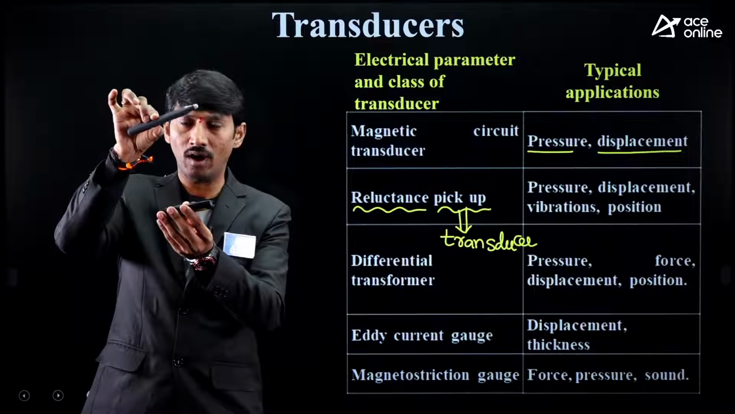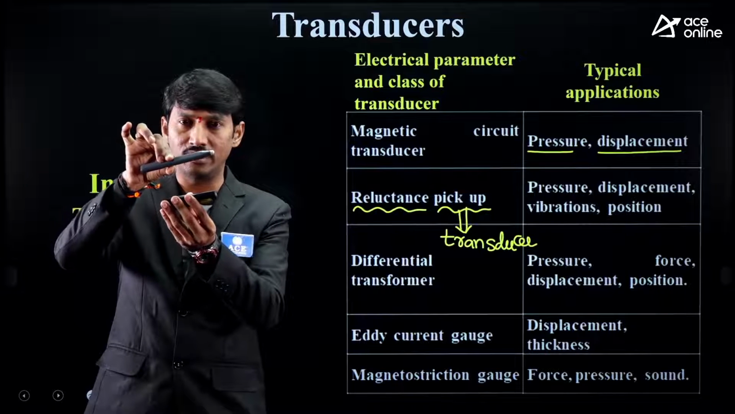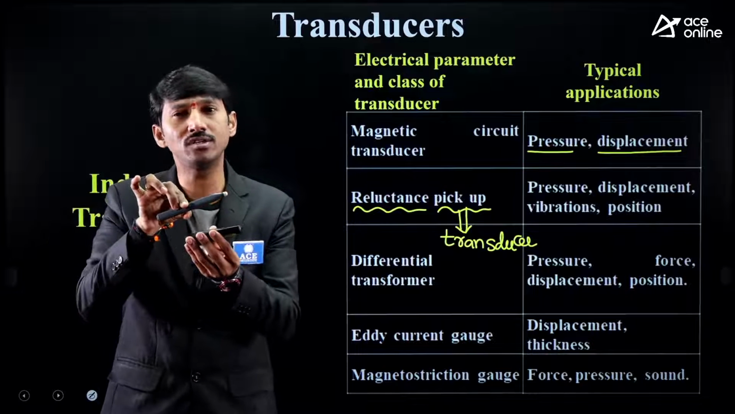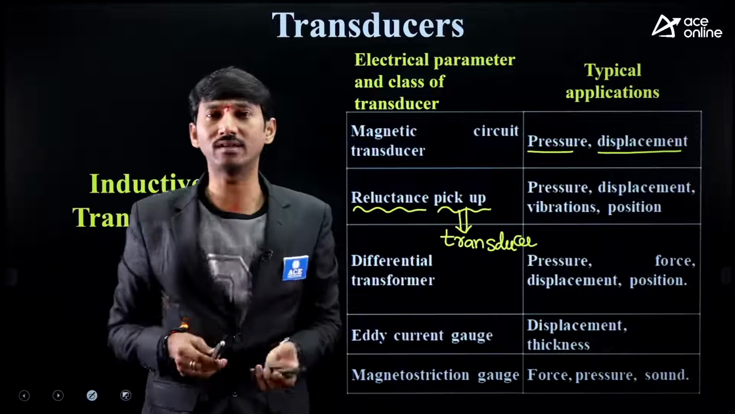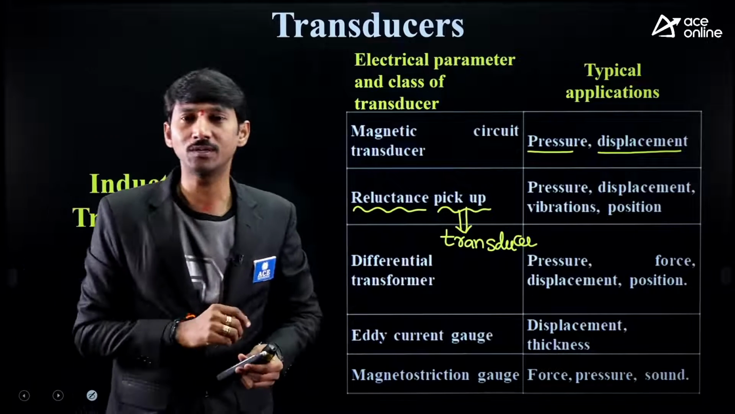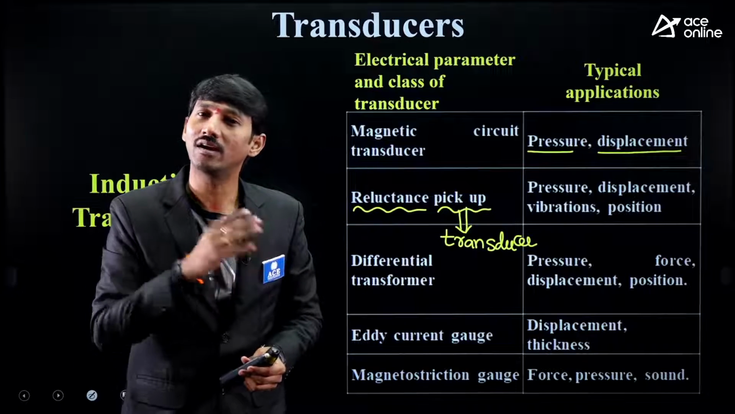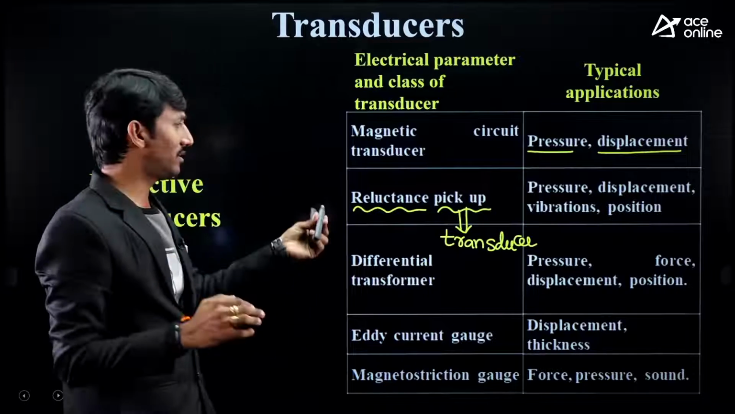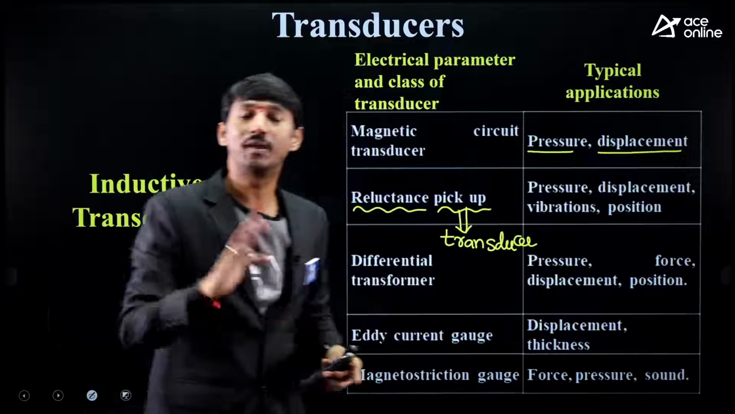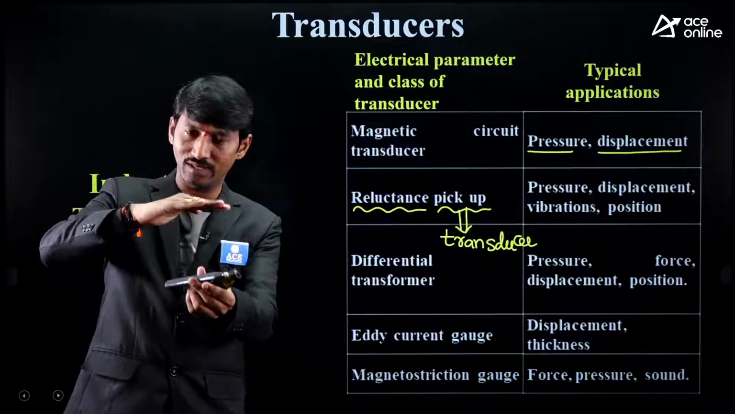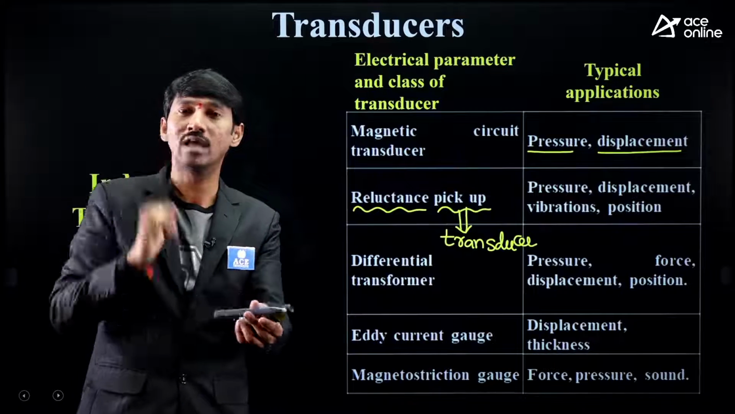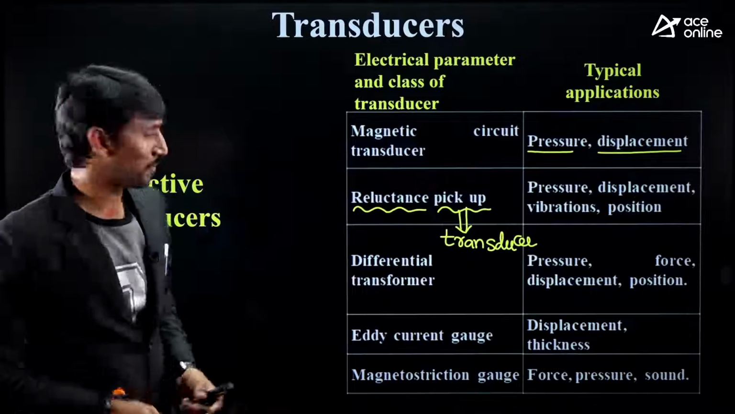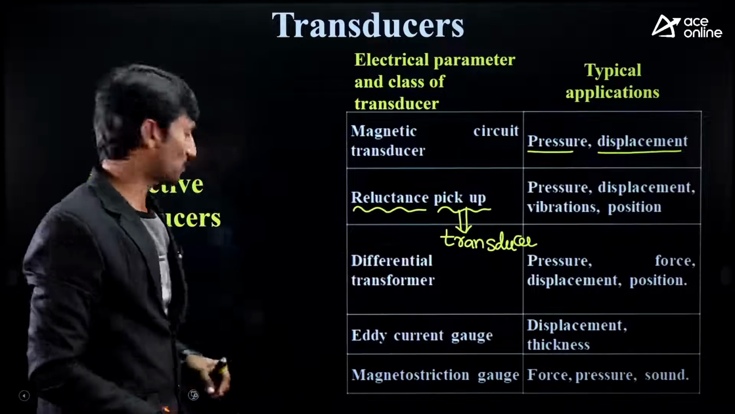Suppose if I keep on moving the iron piece near to this coil or away from this coil, reluctance is changing or not? Based on that reluctance, flux linking will be changing. Based on that flux linking, corresponding electrical output will be changing. Therefore, yes, with this reluctance, simply displacement can be measured. Yes, I am applying the displacement, or I am applying the force, or I am giving the position. Yes, everything is possible. And differential transformer.